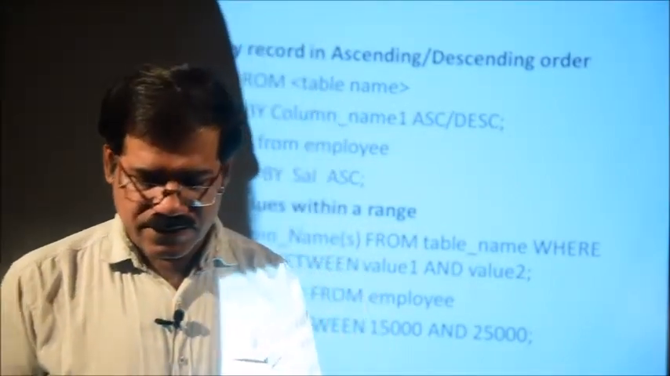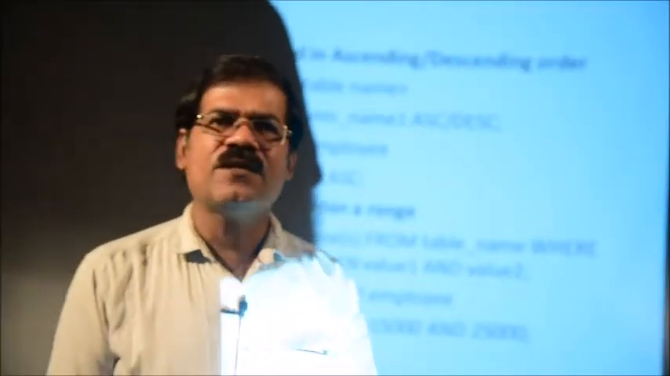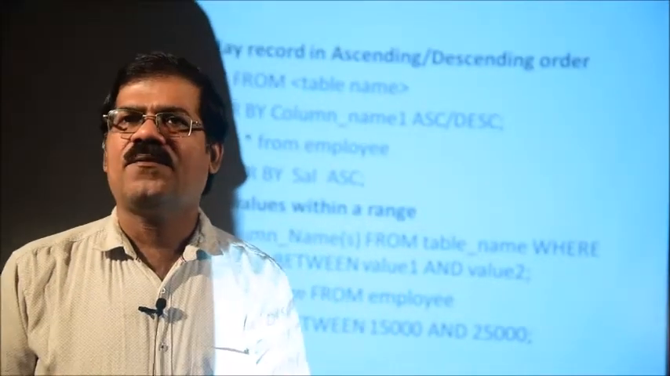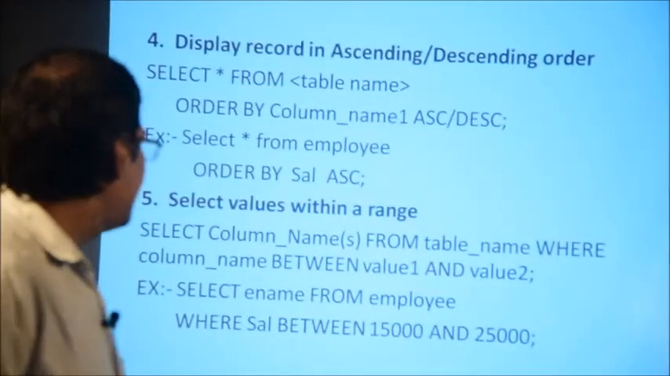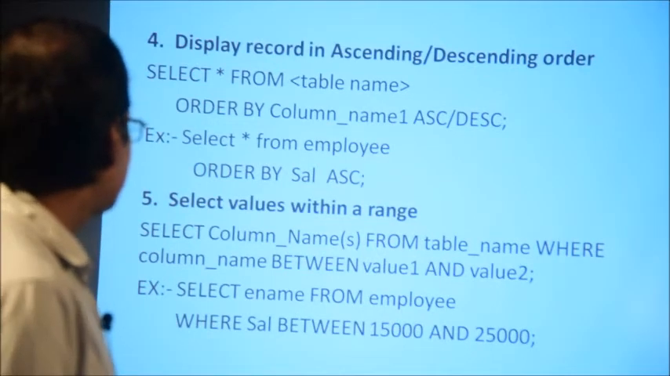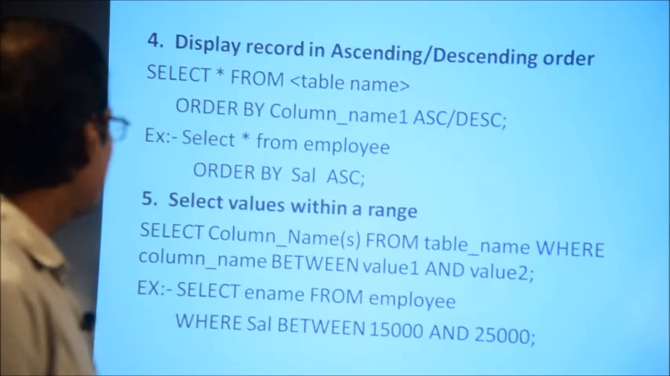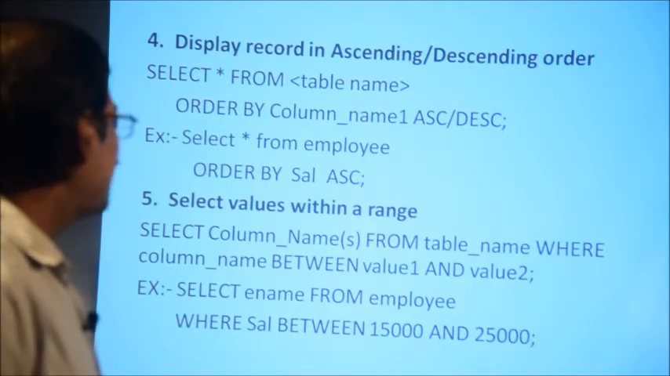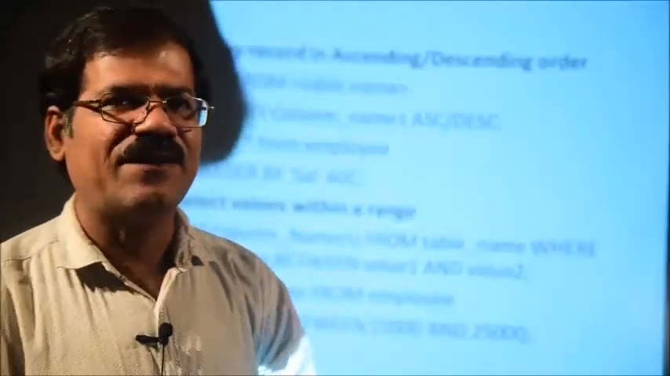My requirement is to show me the details of employees, that means the employee number, the name, and the address, whose salary is between this range 15,000 to 25,000. Only that many records are required. So you write the clause BETWEEN to select values within a range: select column name from table name where column name between value 1 and value 2. Within this range, whatever the values, that will be retrieved and shown to you.